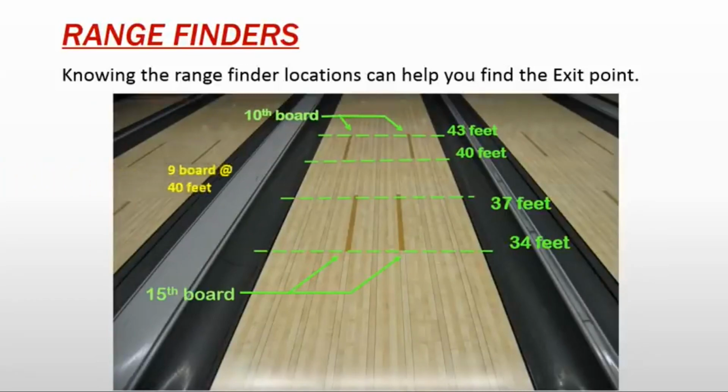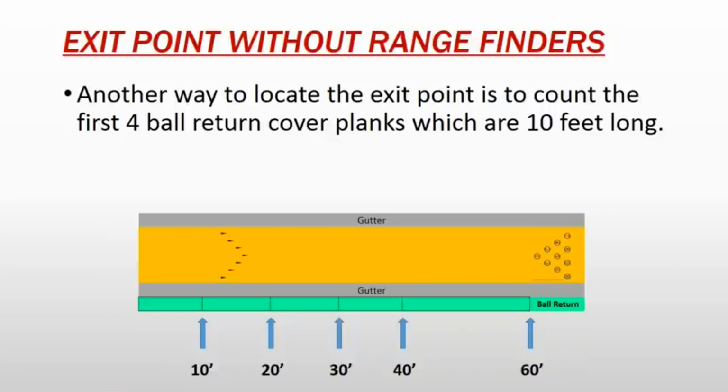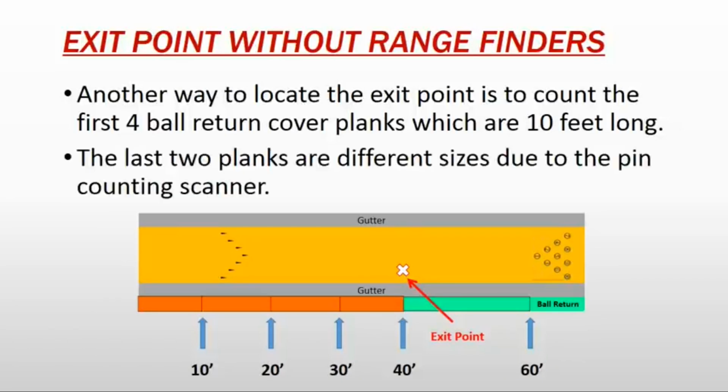Let's use our typical house pattern of 40 feet again. The PL-31 formula tells us that our target is on the 9 board at 40 feet. Let's locate it 1 board to the right and at the beginning of the second rangefinder. Another way to locate the exit point is to count the first 4 ball return cover planks, which are 10 feet long. The last 2 planks are different sizes due to the pin counting scanner.